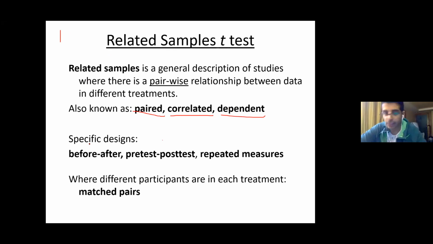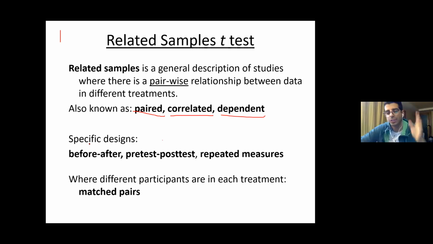Specific designs, for example, could be before and after. For example, before they take a treatment and after they take a treatment. This is actually the most common variation. They don't like doing drug A versus drug B. They usually like saying, hey, how are you feeling? How is your pain today? You collect data. Then you give them the medication and you collect data after. And you say, how's your pain today? That will be an example of a dependent t-test. And that's how it's usually used.